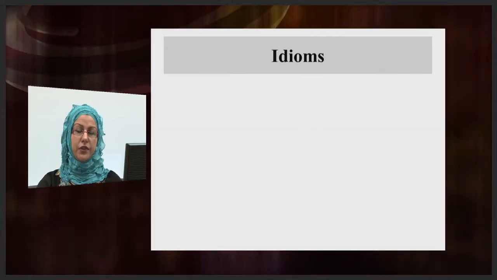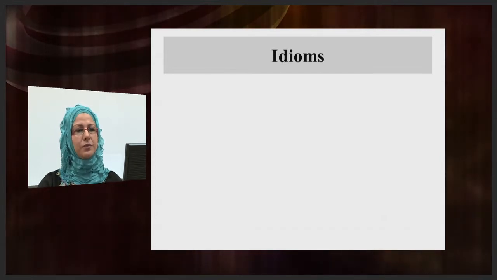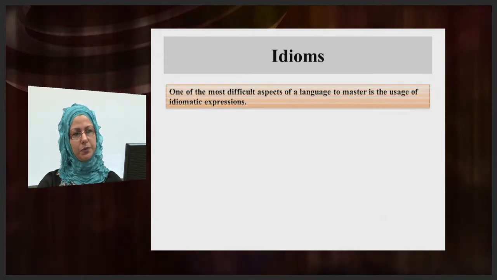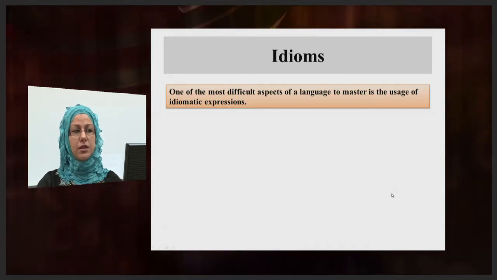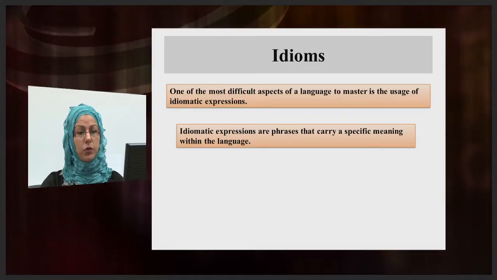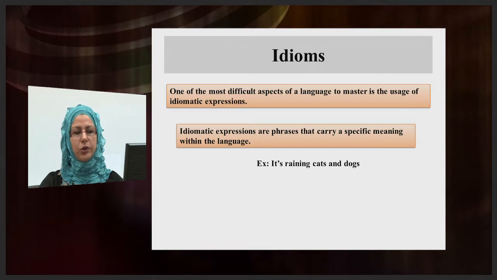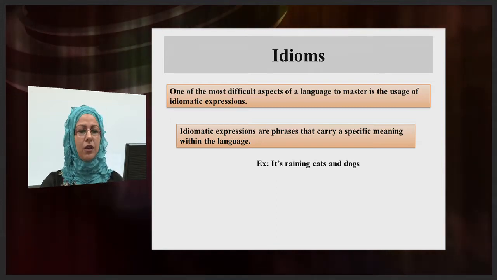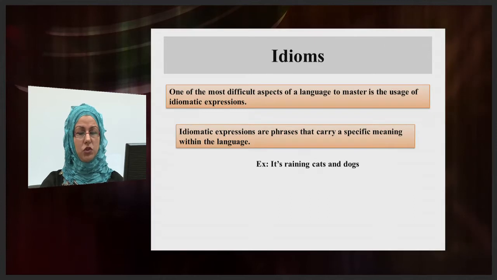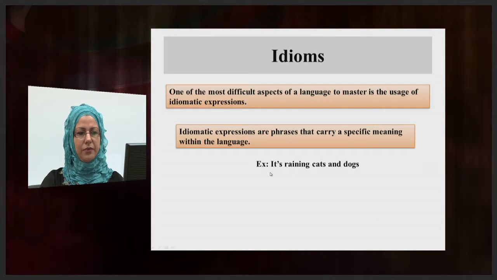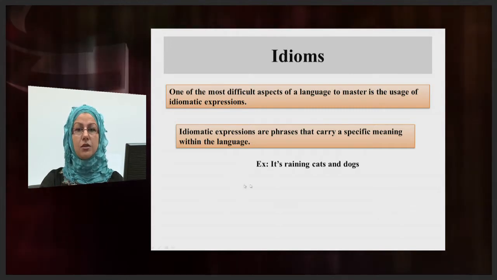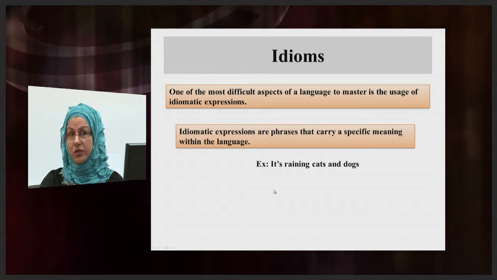Another feature, which is very important and very near metaphors, it's idioms. One of the most difficult aspects of a language to master is the usage of idiomatic expressions. Idiomatic expressions are phrases that carry a specific meaning within the language. For example, and this is a very common example, it's raining cats and dogs. Do we really see cats and dogs coming out of the sky? Actually not. It's an expression used by native speakers to describe heavy rains.